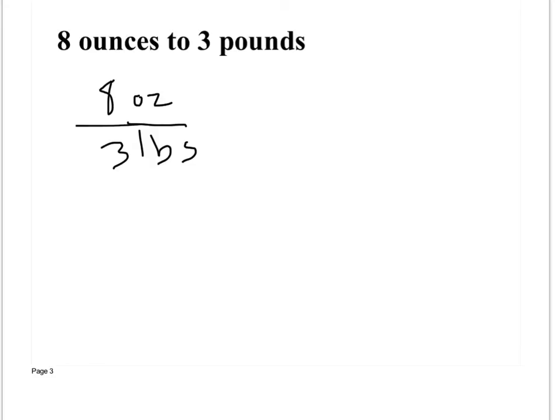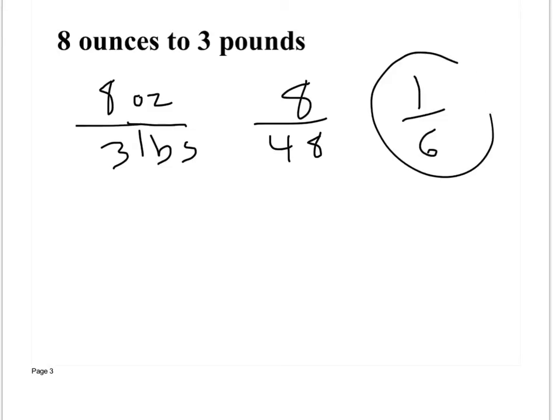If you look in the back of the book, it tells you there are 16 ounces in a pound. So I take 3 times 16, I get 48 over 8. Then I reduce. Divide both of those by 8, I get 1 over 6. That's my answer. If it asks you to explain, it would be for 1 ounce of something, you get 6 ounces of another. Any questions?